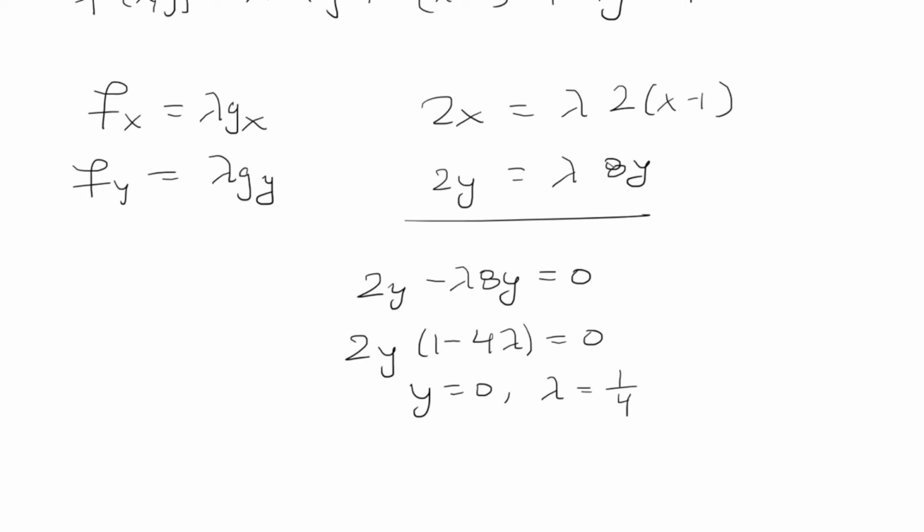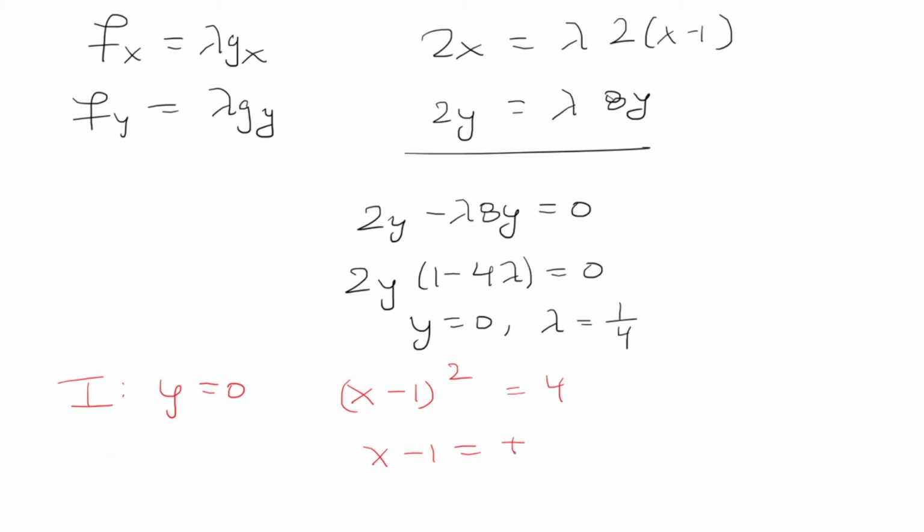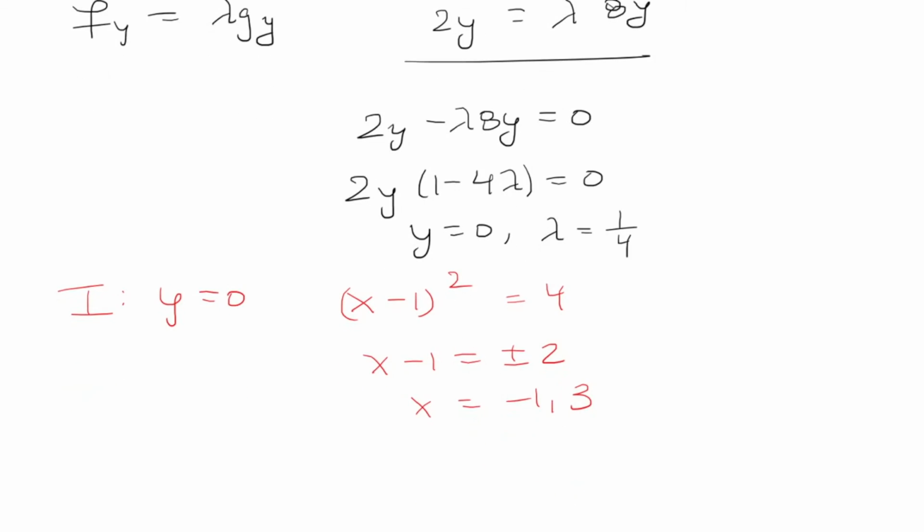Okay, now let's take y equals 0. We would have x minus 1 quantity squared plus 0, which is nothing, equals 4. X minus 1 then will be plus or minus 2, since you'll be taking the square root of 4. And then x will either be negative 1 or 3. So there's two cases here. So you would get negative 1 comma 0 and then 3 comma 0.